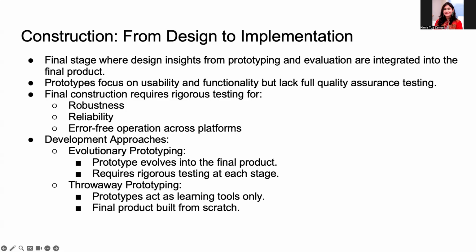There are two primary development philosophies to transition from prototype to product. The first is evolutionary prototyping, where the initial prototype is continuously refined and eventually becomes the final product. This method demands strict testing throughout development to maintain code quality and stability. The second is throwaway prototyping, where prototypes are used purely as experimental models to shape ideas. Once the design direction is validated, these prototypes are discarded and the final system is developed from the ground up.